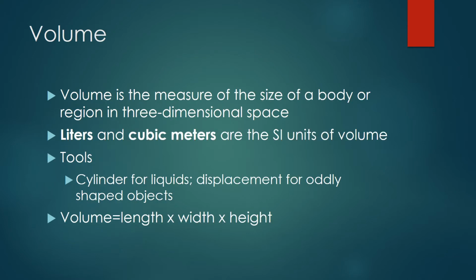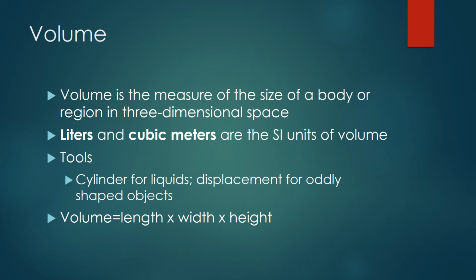Volume is the measure of the size of a body or region in three-dimensional space. So the liters and cubic meters are the two different SI units of volume you can use depending on if it's a liquid or a solid. So liquid is liters and solid is in cubic meters. We'll use graduated cylinders for liquids.